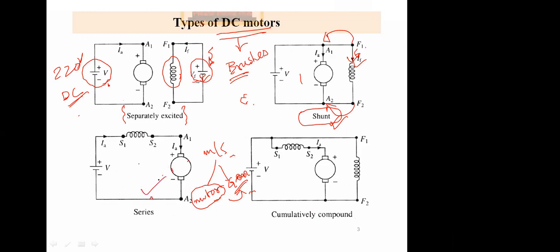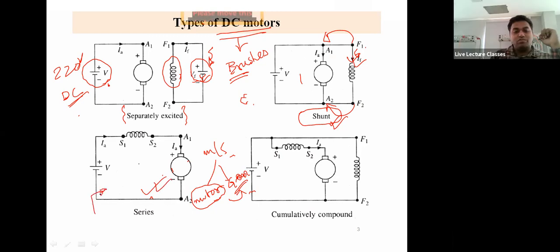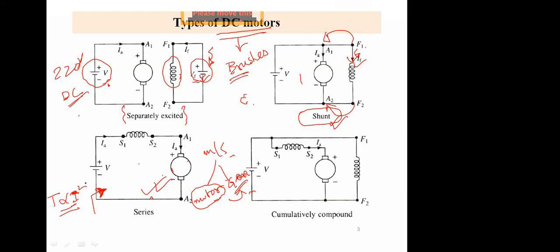Then comes the series machine. This is a well-known thing. And can you tell me where it is basically used in our normal day-to-day life? Series machine, its torque is proportional to I square. So just think of it, I square. Whatever current you give, by the square of that, the torque will be. Yes, answer.